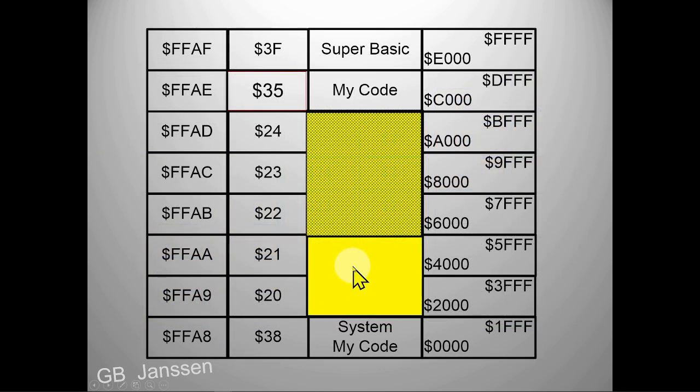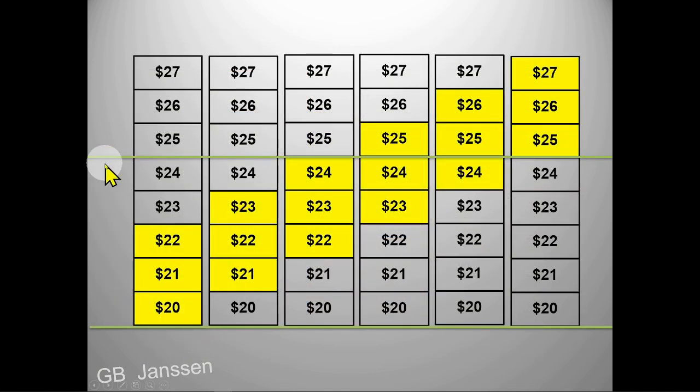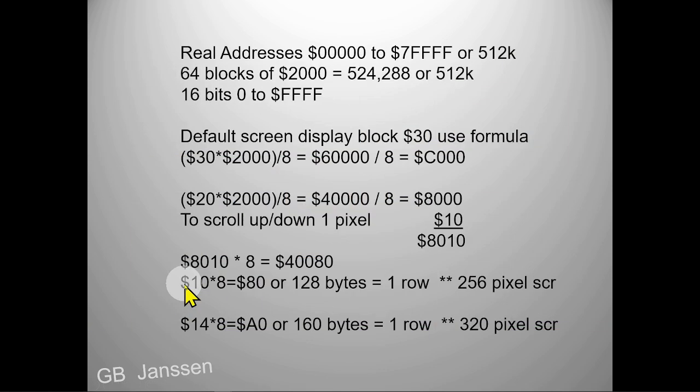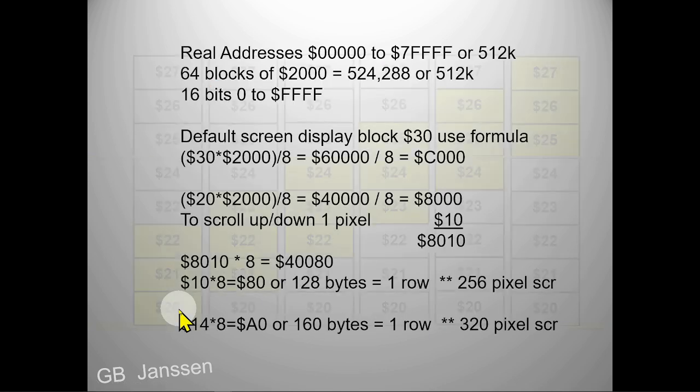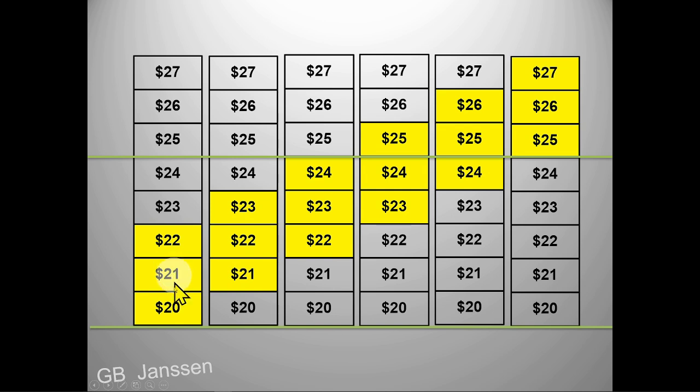Okay, this yellow area here, that's from 2000 up to BFFF. That's what runs in between these 2 lines that run all the way across here. That's block 20. This is what's displayed when we first start out, blocks 20, 21, and 22.